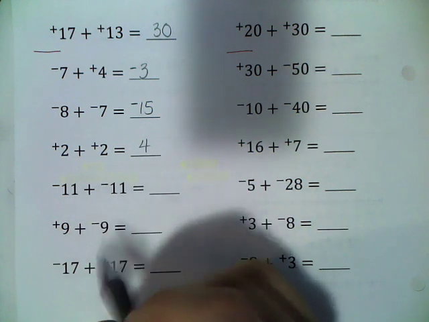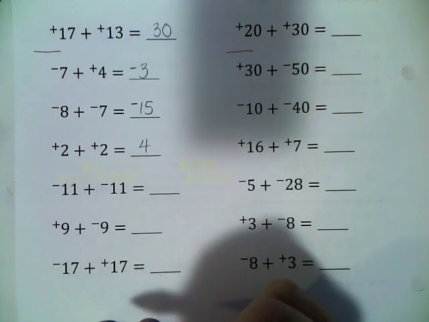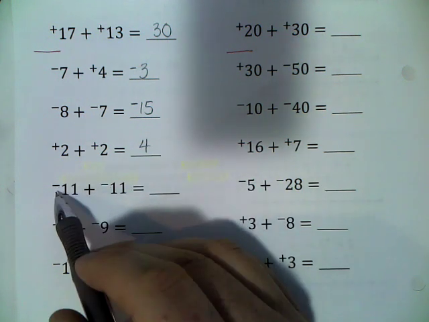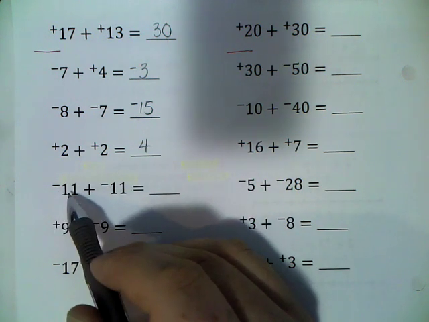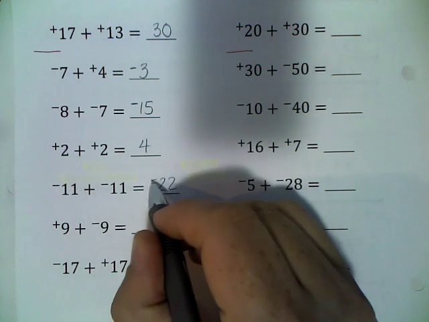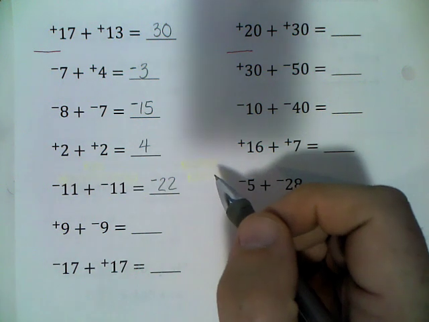Negative 11 plus negative 11, they're both negatives. And so they're going to work together. So we're going to add these up. 11 plus 11 is 22. And since they're both headed in the negative direction, the result will be in the negative direction.